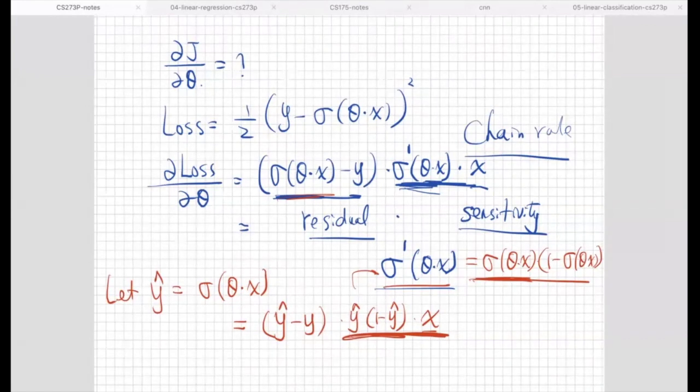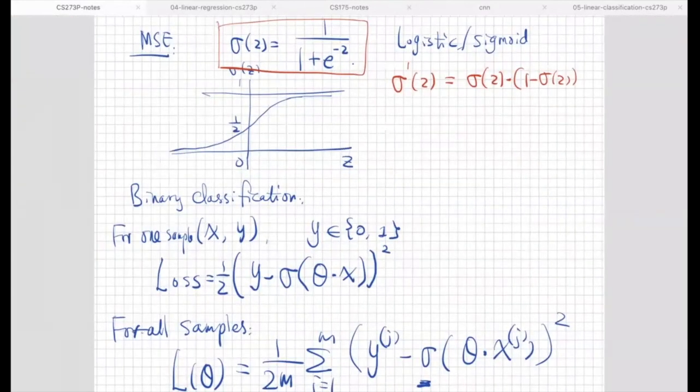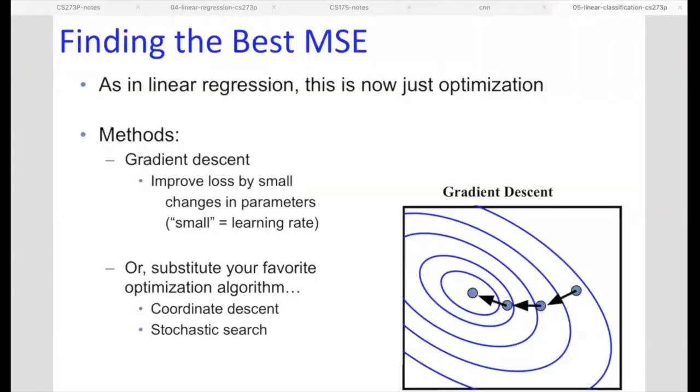And after you do that, that's it, and this will be your residual term. By doing that, you're able to calculate the gradient of this loss function with respect to the parameters. And then you know how to update the parameters using the gradient descent algorithm, going back to what we talked about previously. So that's for this type of MSE loss function.